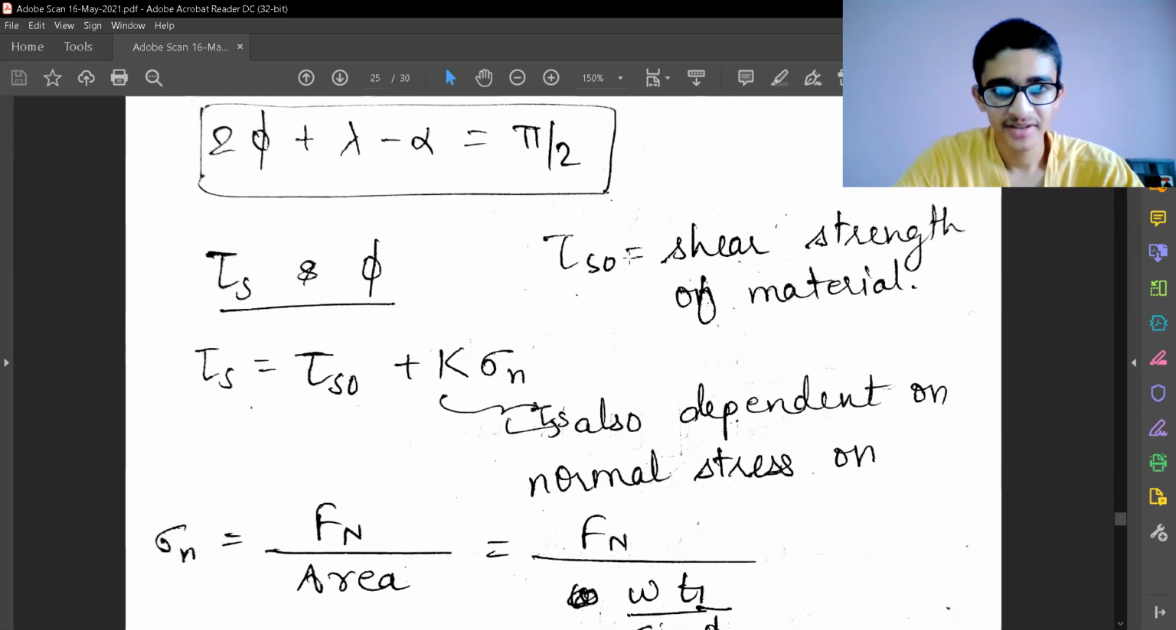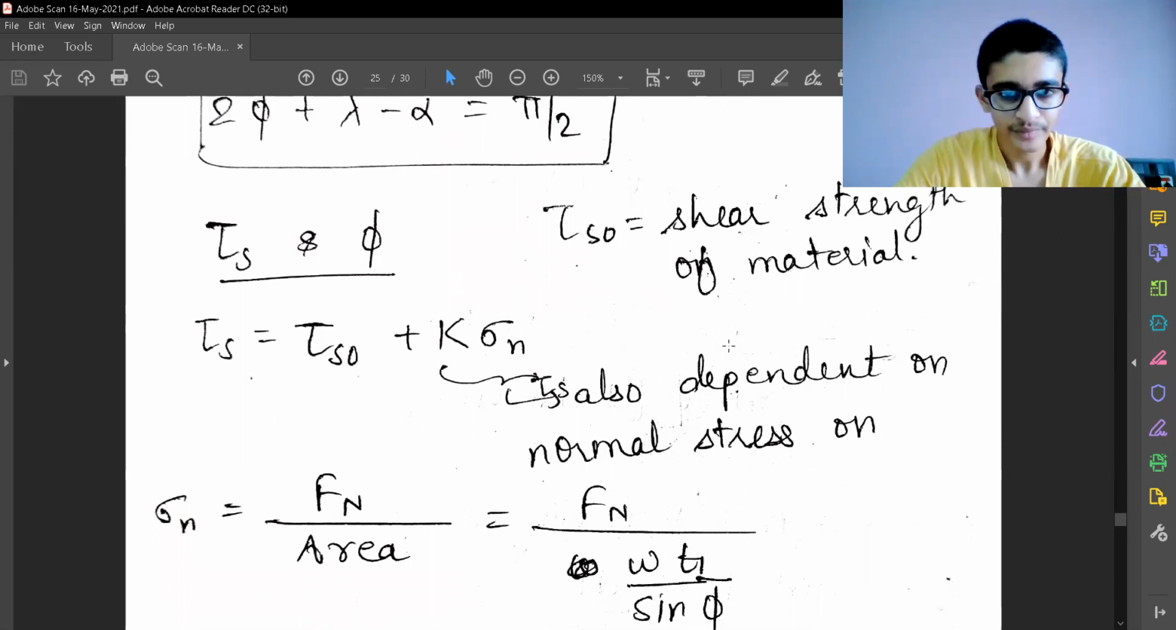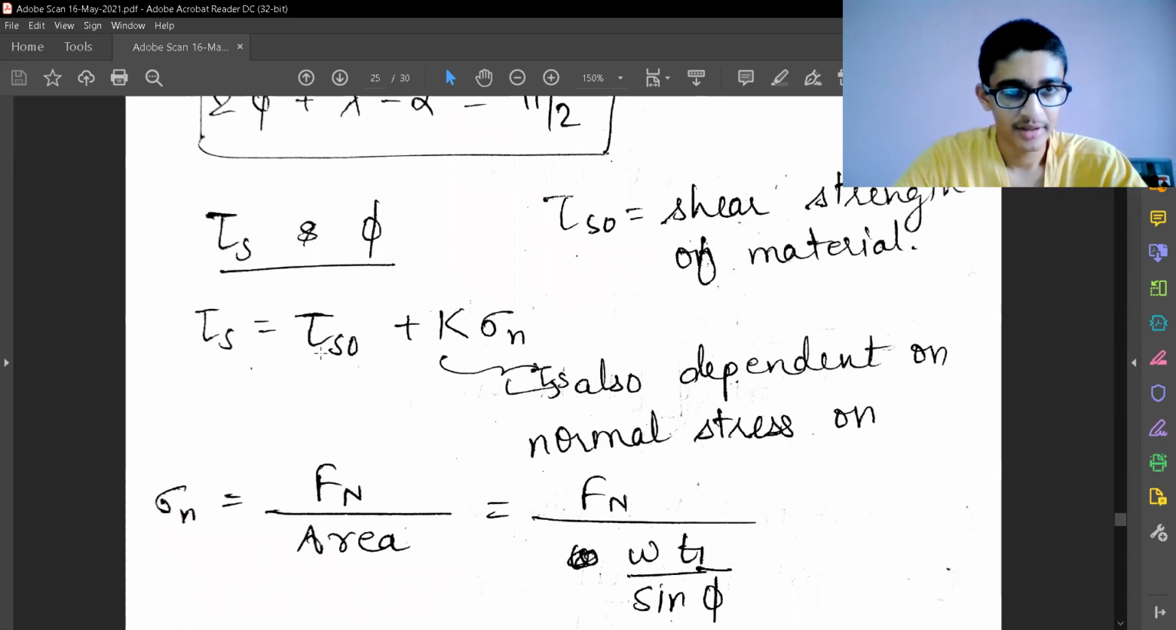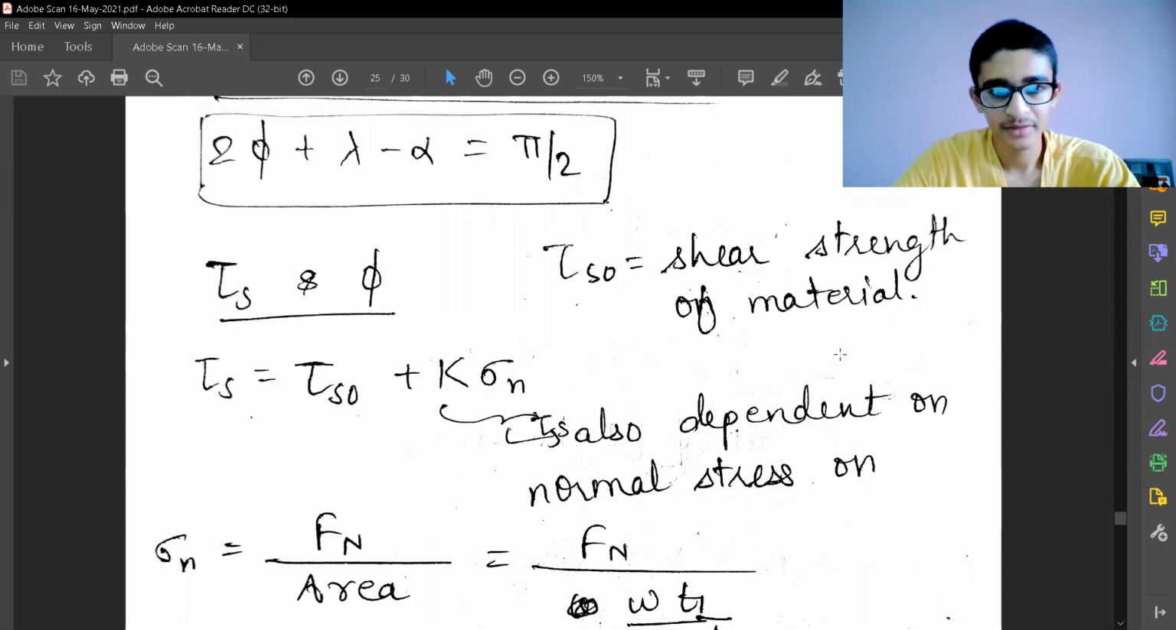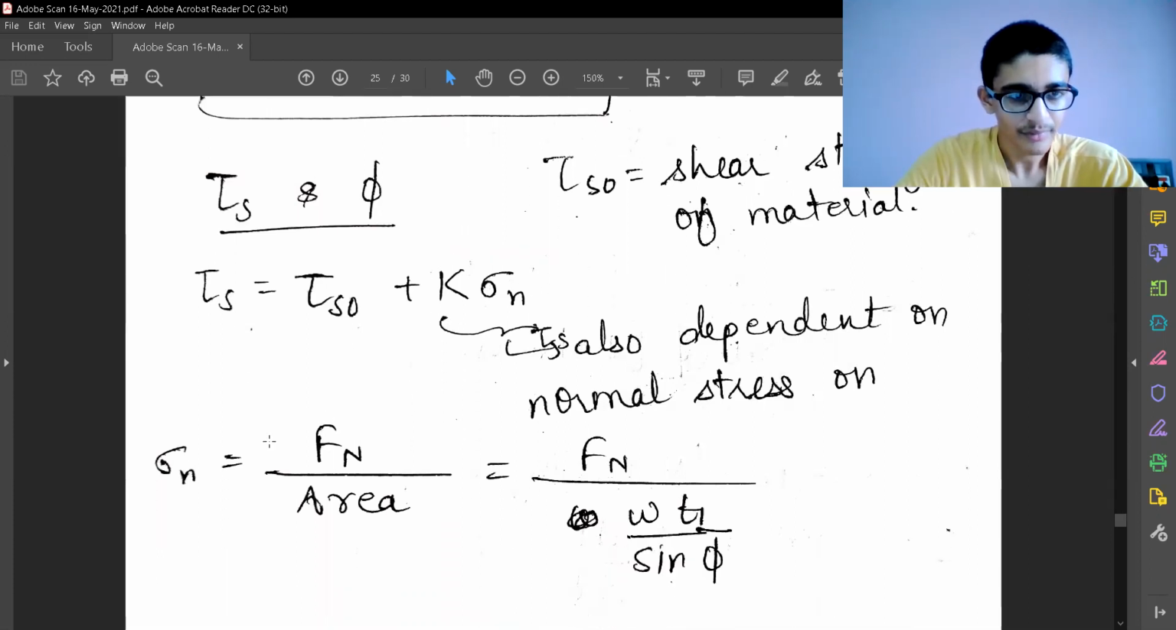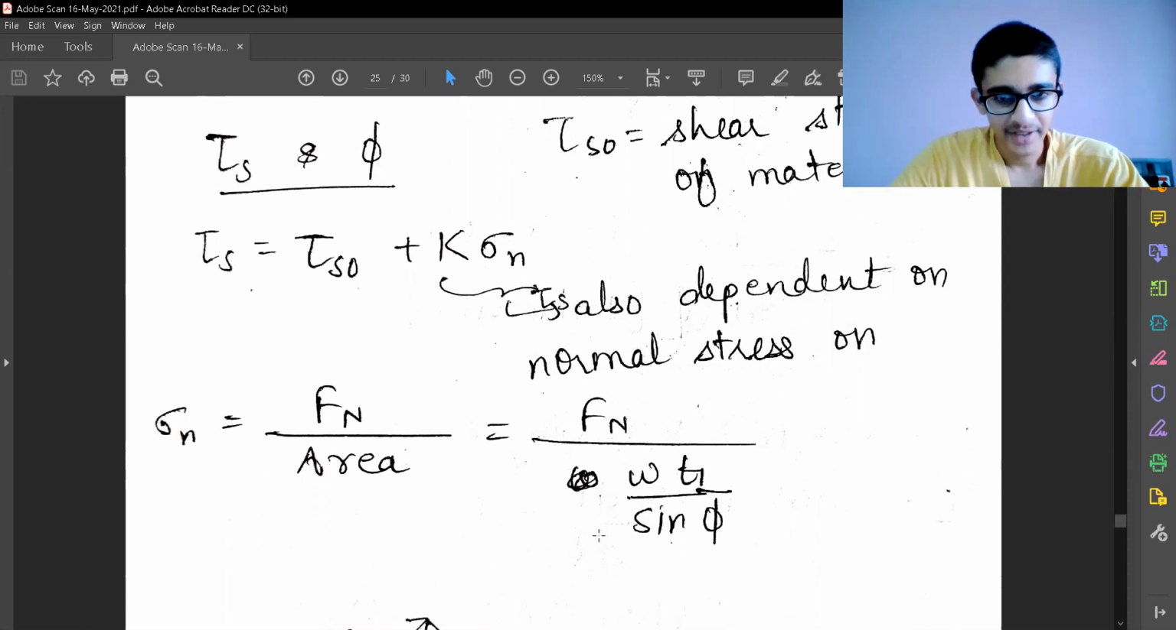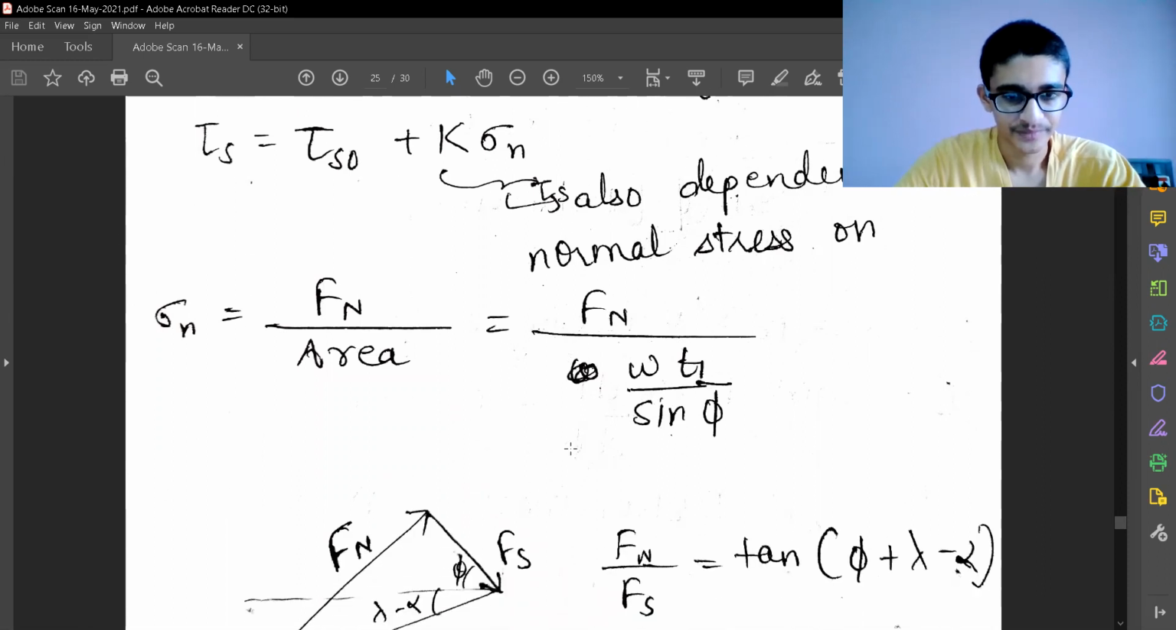The modification was made in terms of the shear strength of the material. That shear strength is now written as a summation of the nominal shear strength, which was the earlier shear strength we have studied, and an addition of k times the normal stress, sigma n. So k is some factor. Sigma n is the normal stress, that will be Fn upon area, and the area is W T1 by sine phi. The area is the same as what was involved for the shear force. Just an additional force is coming into the picture, which is the normal force.